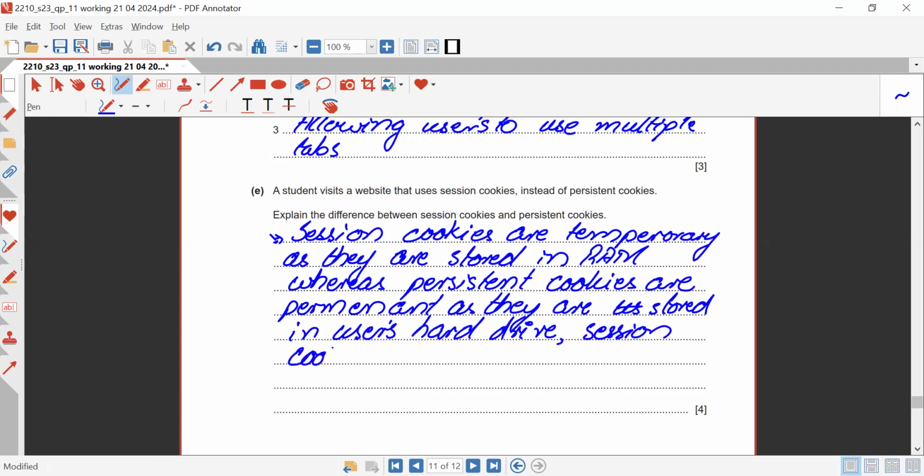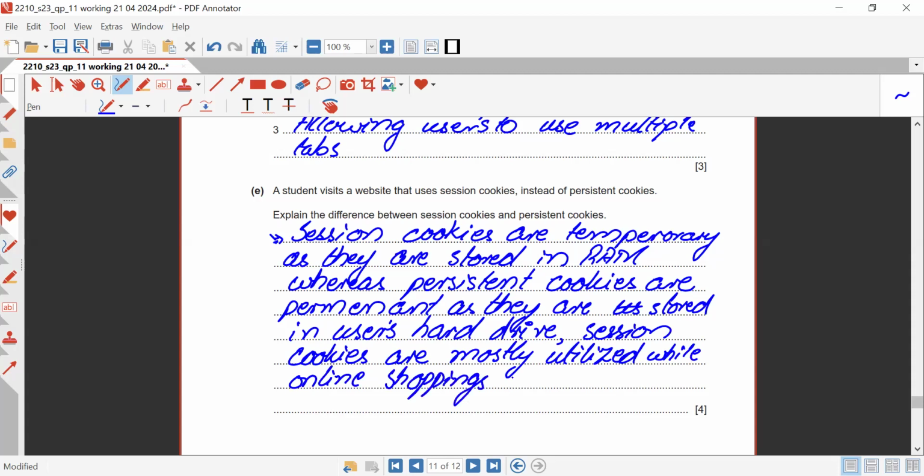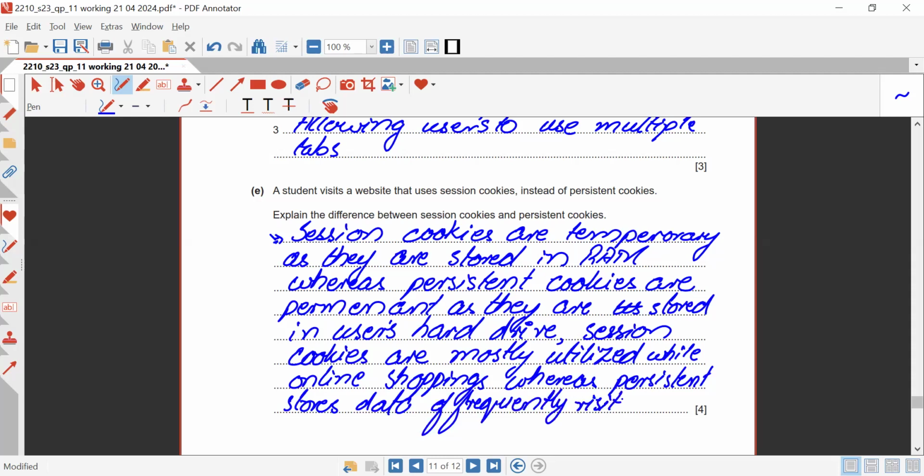Session cookies are mostly utilized while online shopping, whereas persistent cookies store data of frequently visited sites. So this is how you can differentiate between them.